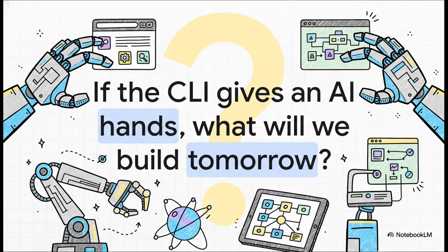And that really leaves us with one last big question. If an approach like the CLI is basically giving our AI agents a pair of precise digital hands to work with, what comes next? What kind of incredible, complex, and powerful tools are we going to be able to build for these agents tomorrow?